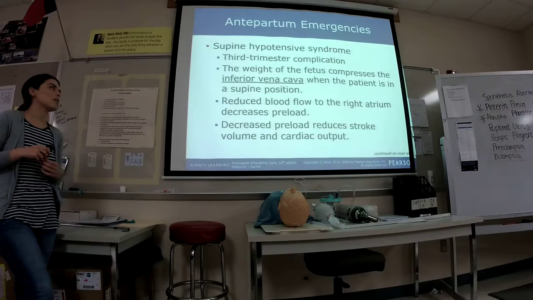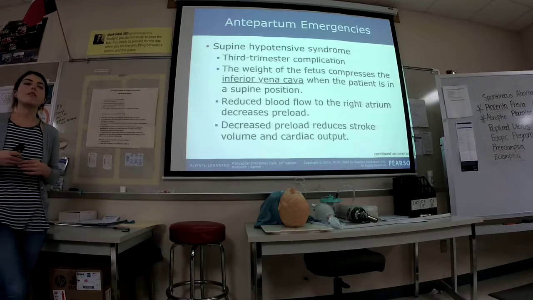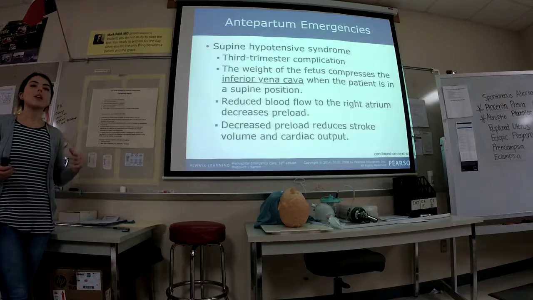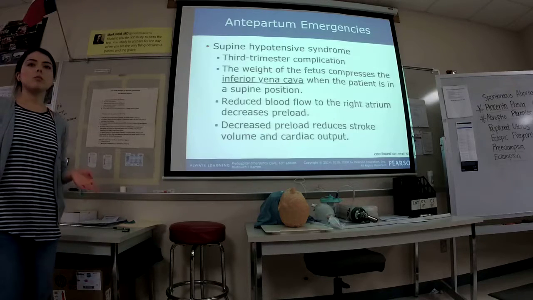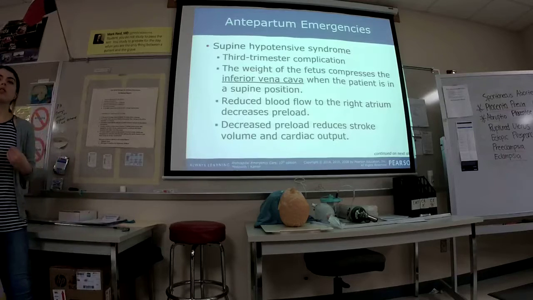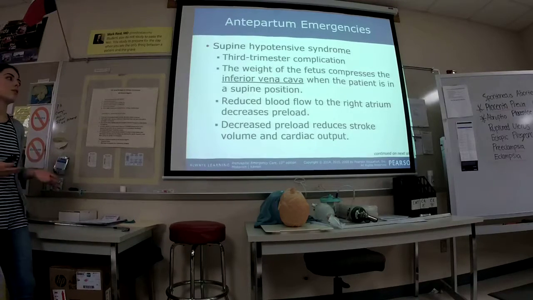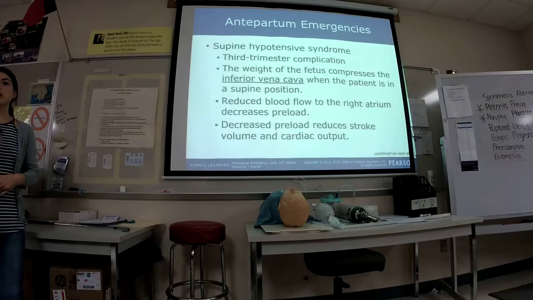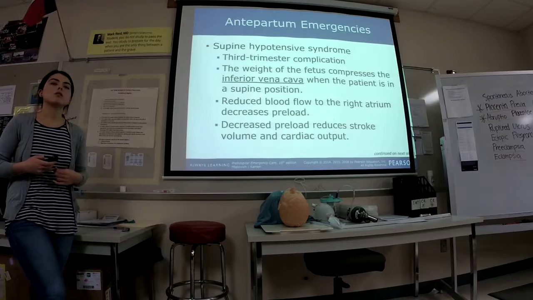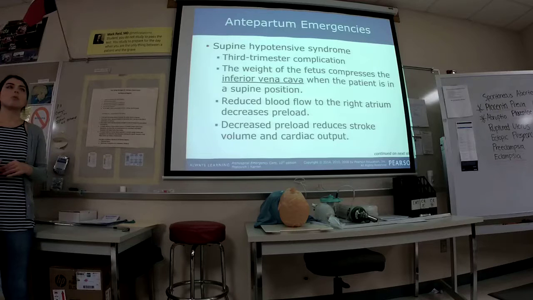The supine hypotensive syndrome, like we talked about, the weight of the baby can suppress the inferior vena cava. So even though this is rare, it's really important that we transport our patient on her side to relieve that pressure on the inferior vena cava. What happens is there's going to be reduced blood flow to the right atrium, which decreases the preload of the heart, and so the woman could be experiencing signs of shock and a decreased cardiac output.